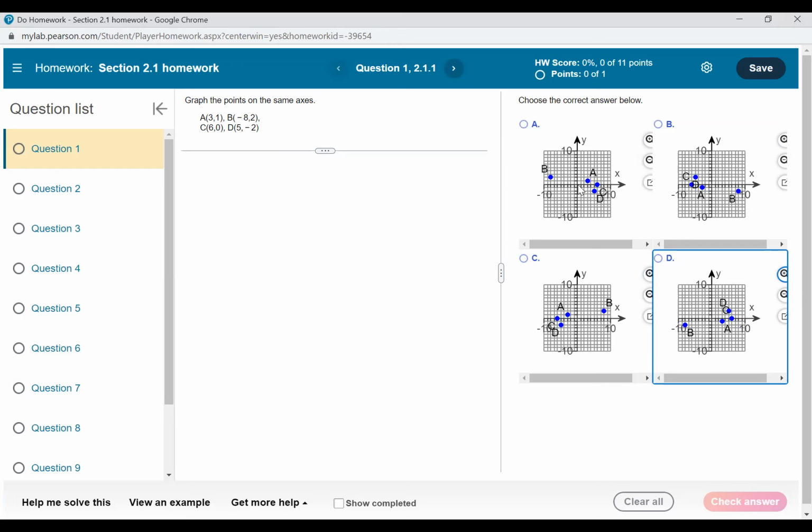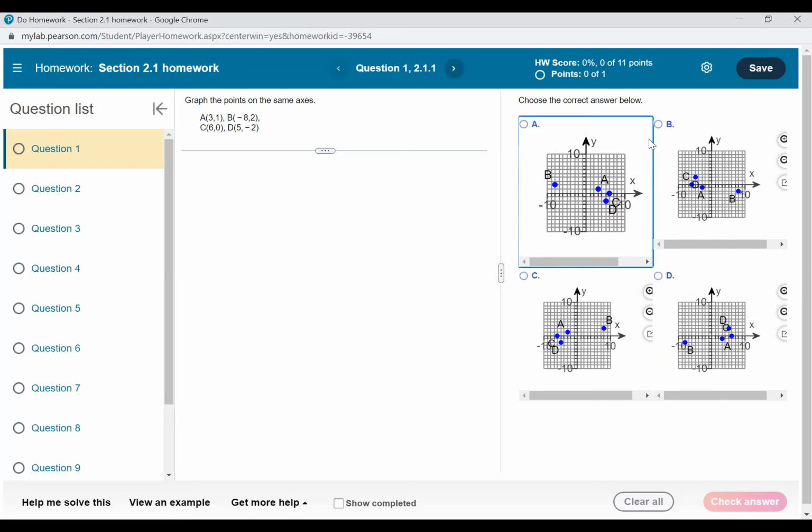C has 6, 0. Which means if I went right 6, I stay on the line since the Y value is 0. So they got C right, and then D was 5, -2. So if I go right 5 and down 2, D is in the right place. So y'all, let me zoom A up. A had all my points in the right spot.